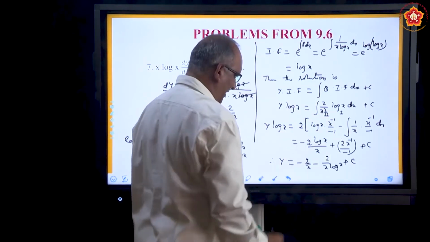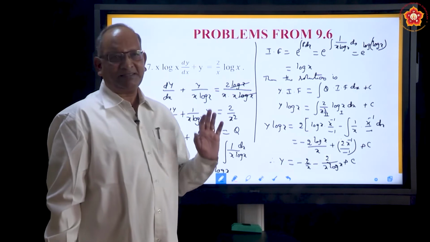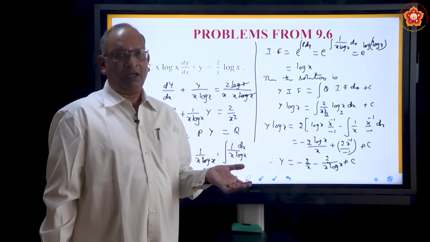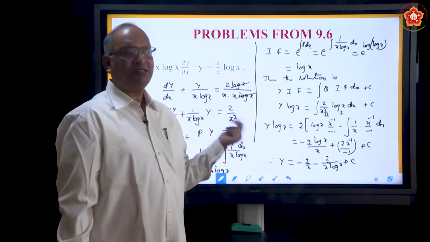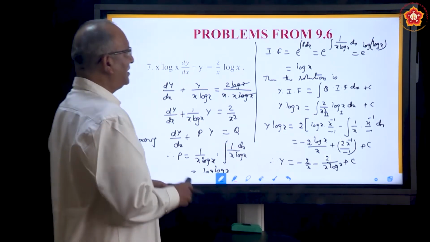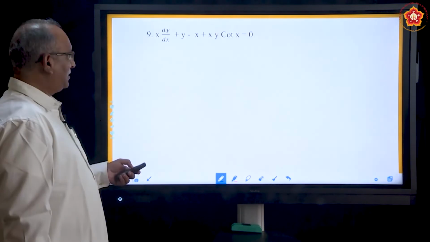Simplify. This is the answer we get. Since he has not asked for a particular solution, the solution with C is called the general solution. So, this itself is the answer. Okay. We will move to the next problem.